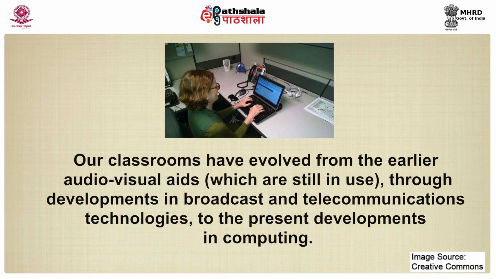If they are used properly, the social media and Web 2.0 bring in more collaboration and sharing in the context of learning and make the learning process more constructivist. Context, content and pedagogical affordances of technologies put together, they contribute to the design of what is called an effective learning environment. Our classrooms have evolved from the earlier audiovisual aids, which are still in use today in the classrooms, through developments in broadcasting technology and telecommunications technology to the present system of what is called computing.